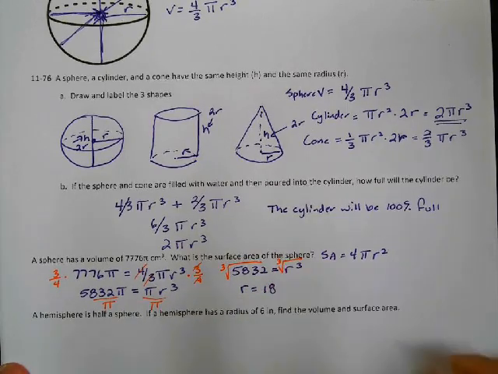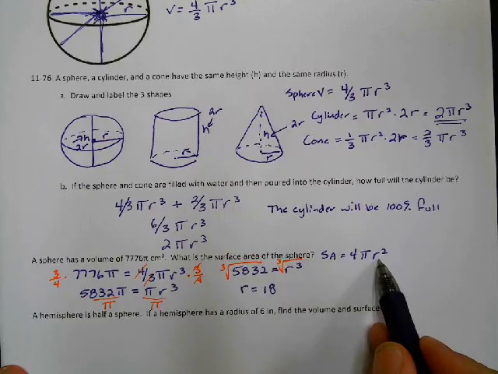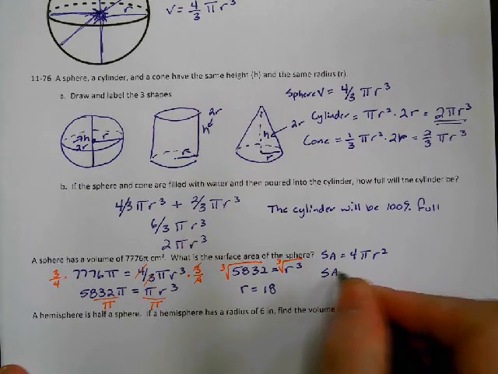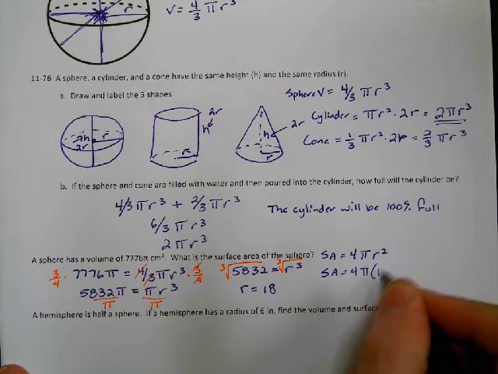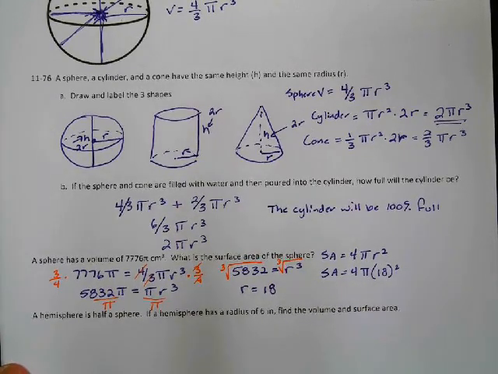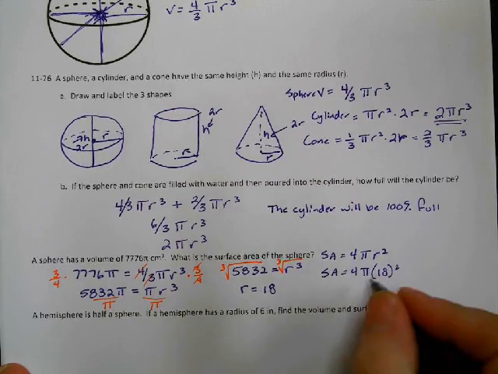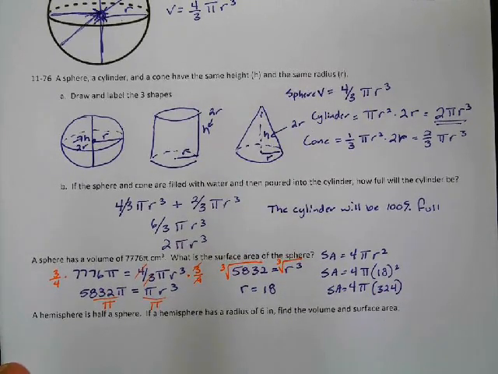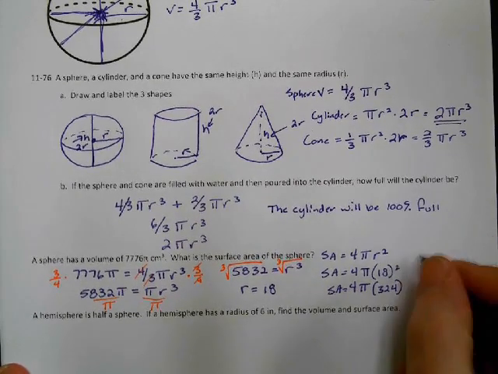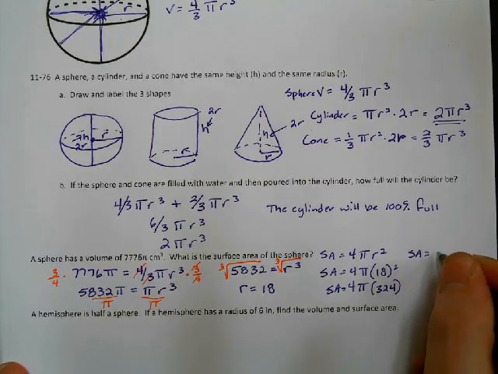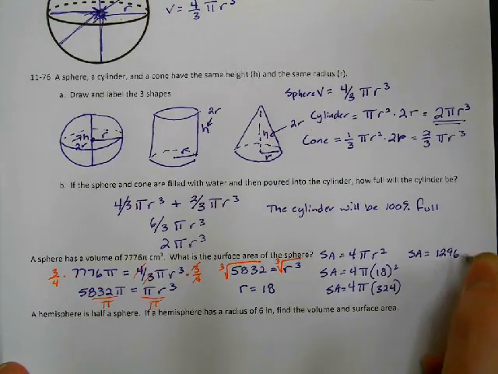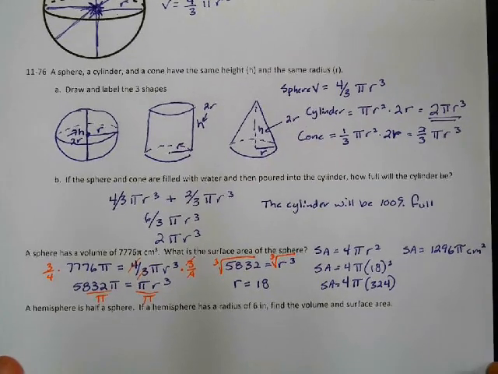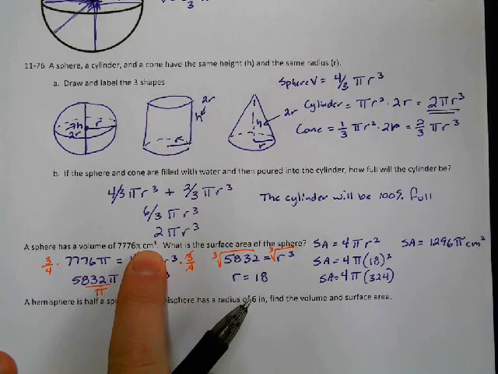So now we can plug in 18 into our surface area formula. We can square 18. We get 324. Four times 324 ends up being 1296. So our surface area, the exact answer, is 1,296 pi centimeters squared, because our units in area are squared, whereas the units in volume are cubed.